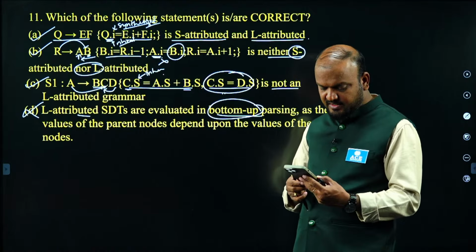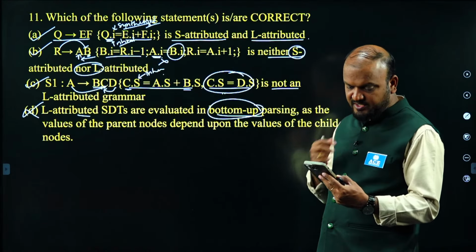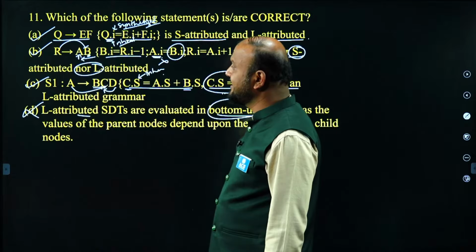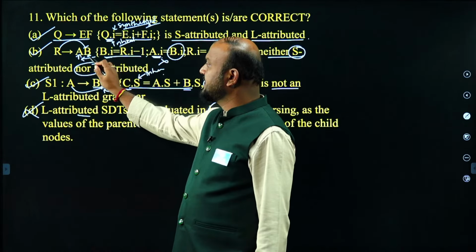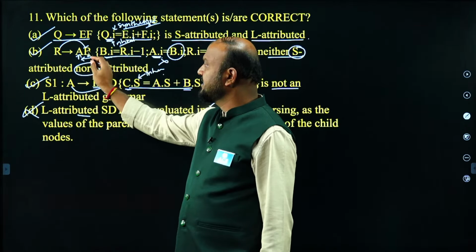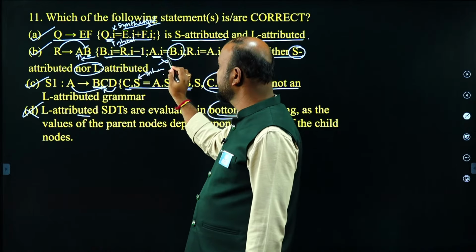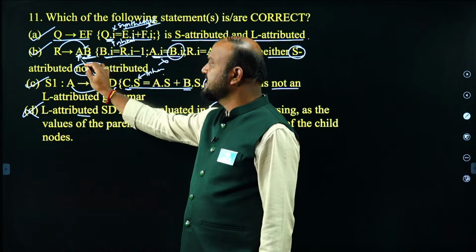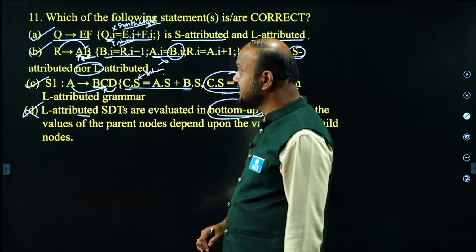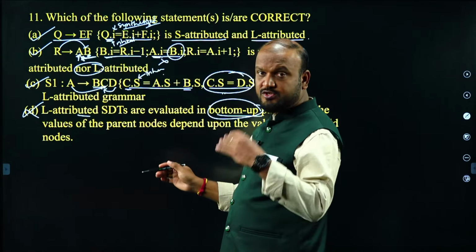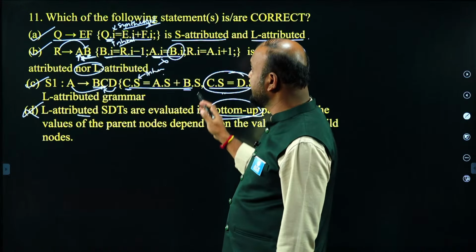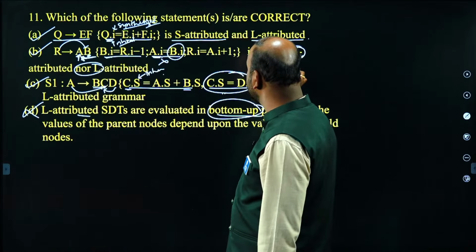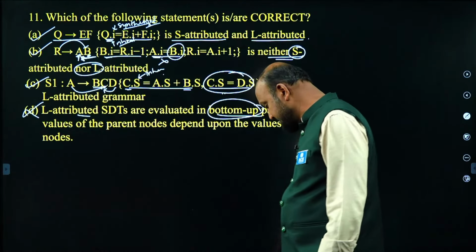Sharath is asking me to explain option B. Look, R derives AB, where B.i gets its value from R.i, the parent, which is allowed for an inherited attribute. And A is deriving its value from B, which means A is getting it from the right sibling, but if it is L attributed, it should not come from the right sibling, it should come from the left sibling. That's why it is not S, not L. It is also mentioned as neither S nor L, so B is the correct answer.